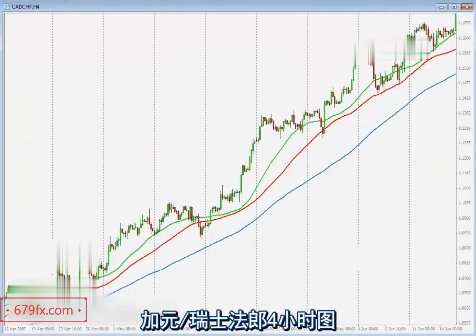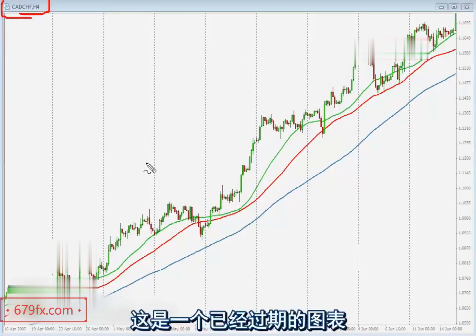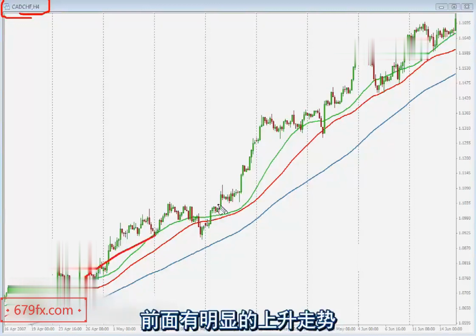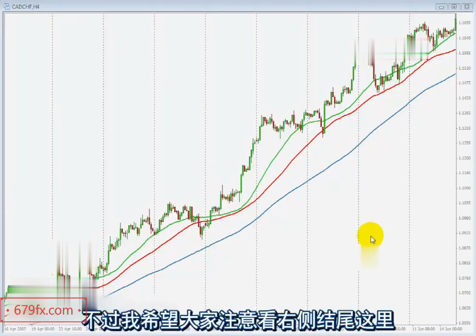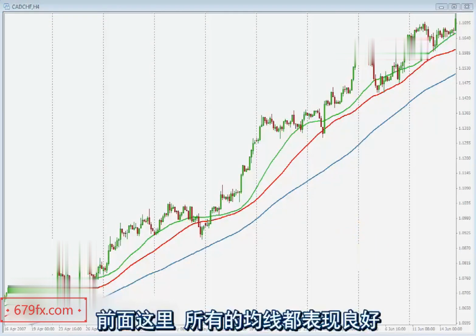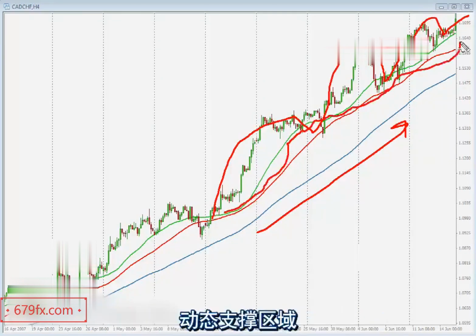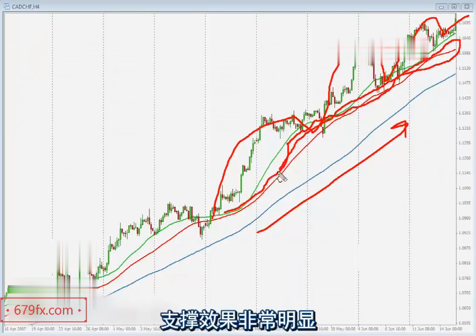It's the Canadian dollar against the CHF on the 4 hours time frame. It's a pretty zoomed out chart because this trend has been in place for ages. It's a long trend. But I want you guys to focus on the right end of the chart. As you can see, all this time price has been bouncing very harmonically off the dynamic area of support. In this case, as we're in an uptrend, it has indeed been holding price above.